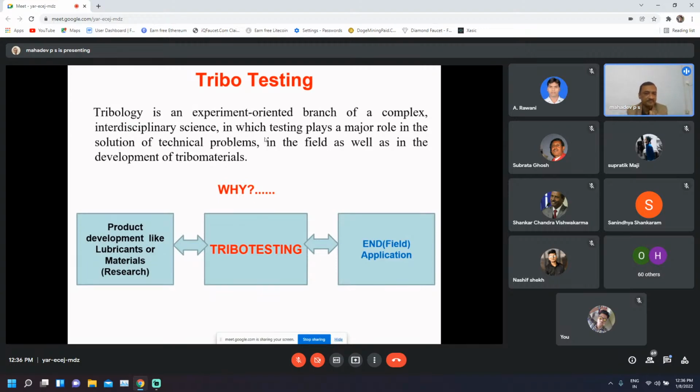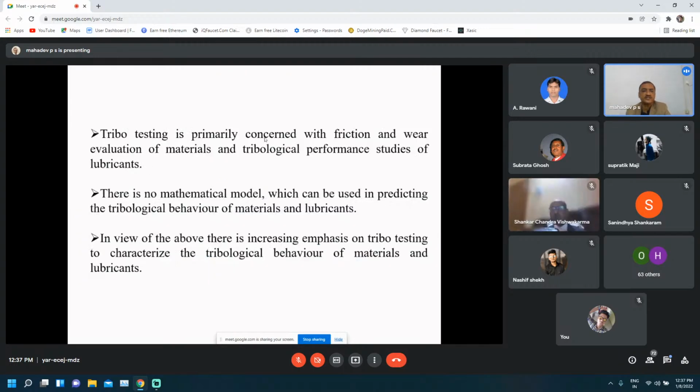Okay, wear testing can be done so that you will develop a new kind of material which may find some kind of application in day-to-day use or in industry. It can meet industrial needs. So by doing this tribo testing, you can find out the application of the product, whatever material you have developed, where you can use it. One is the research part, to develop a new material or a lubricant. Another one is the application part, the end use of the product. So that's why we need to go for tribo testing.